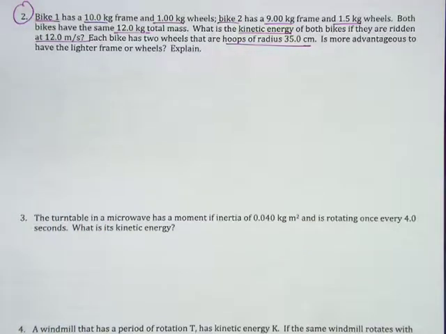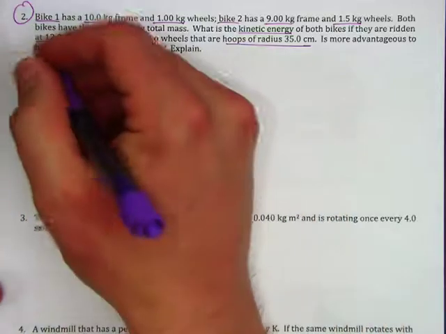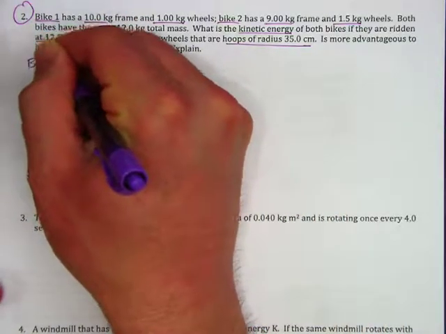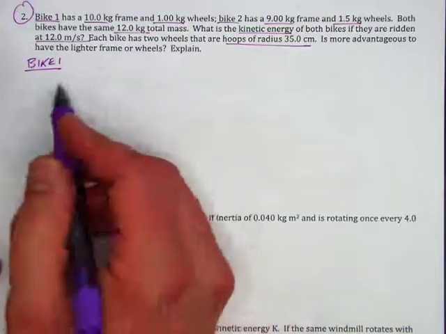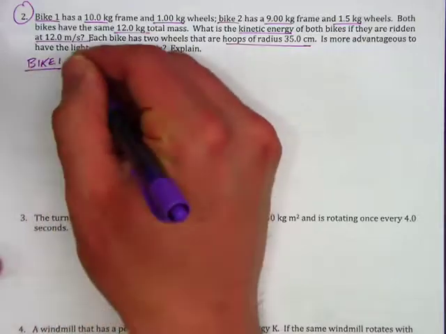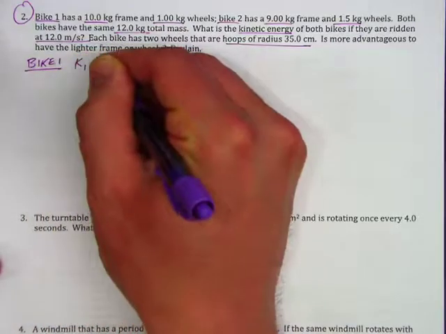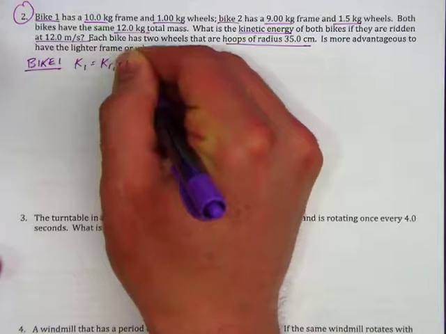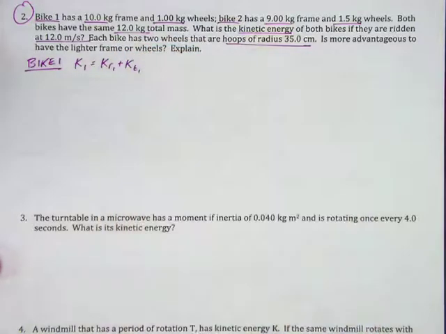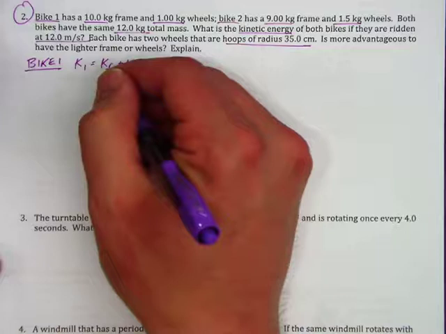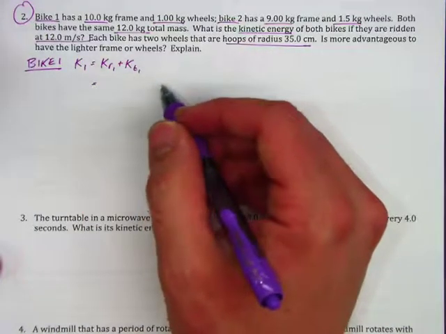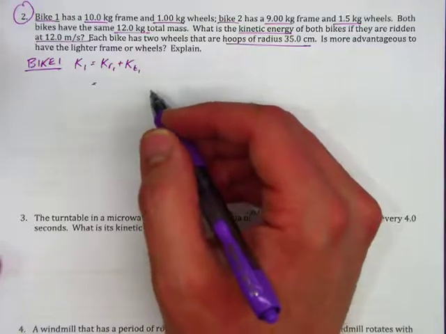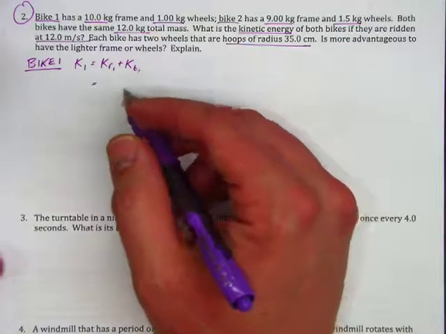So first of all, we have to account for the fact that we have two different bikes. So let's look at bike 1 first. Since the wheels are rotating and the bike is moving through space, the total kinetic energy of bike 1 will be the rotational kinetic energy of its wheels plus its translational kinetic energy. The translational kinetic energy is just 1/2 the total mass times v squared, the v of its center of mass as it travels through space.